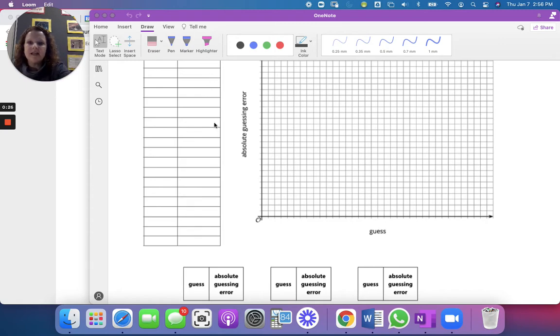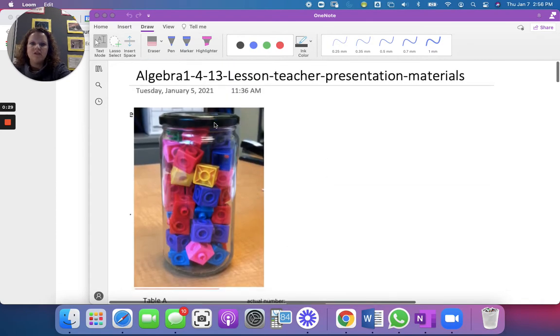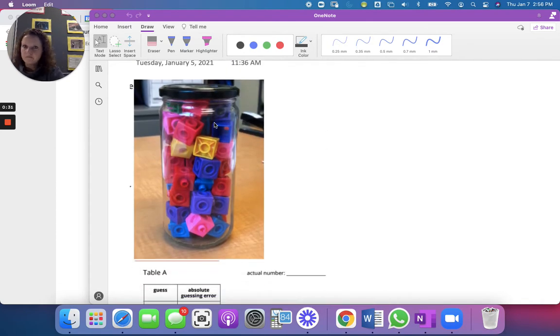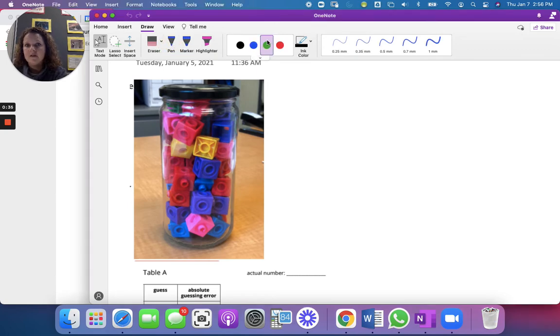All right, today's lesson actually has to do with absolute value, which is very cool. So we're going to learn a little bit of neat stuff today.